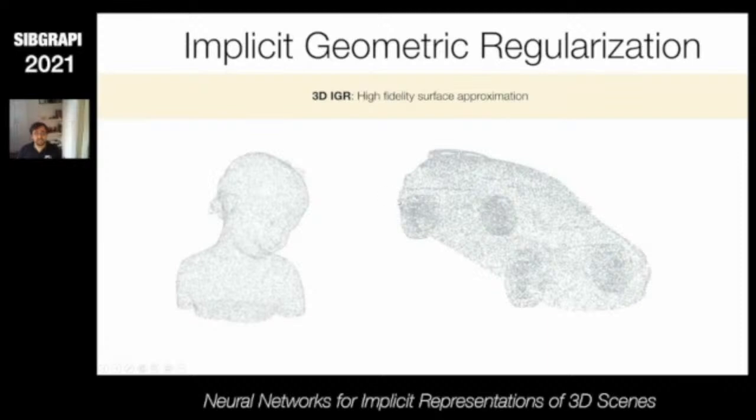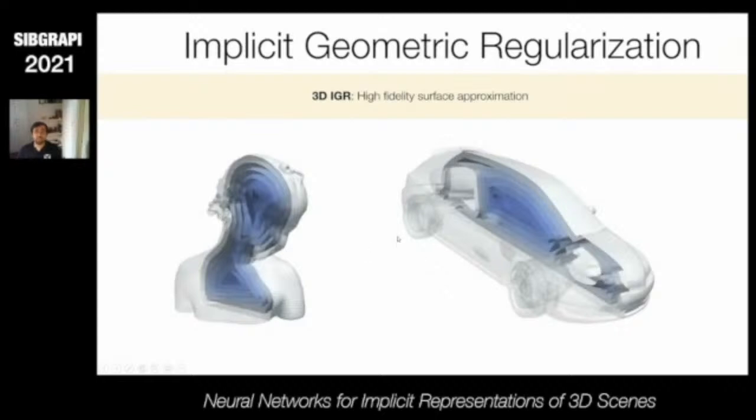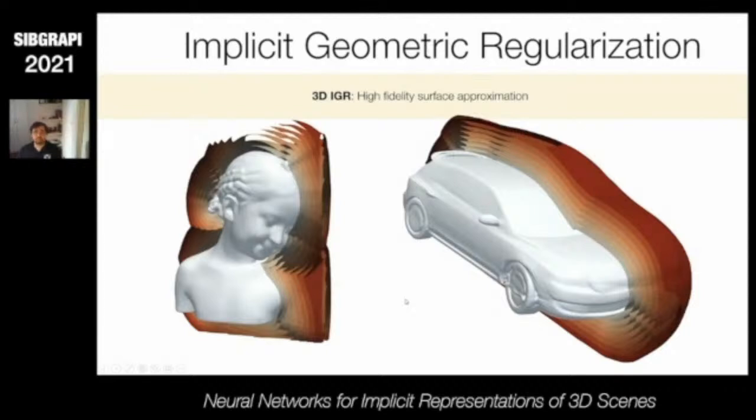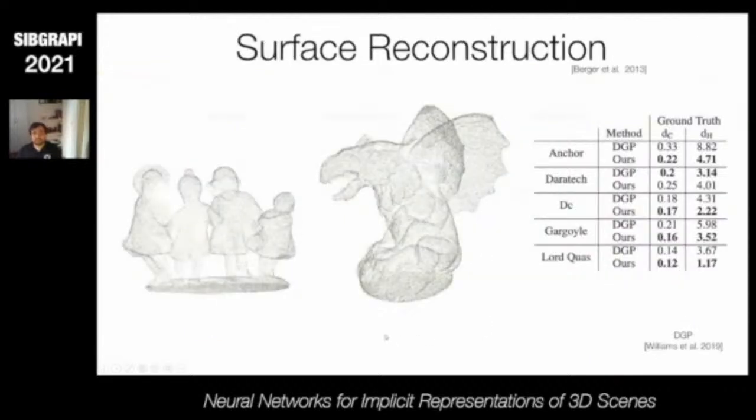So let's consider this example here. IGR can force a neural network to produce high-quality surface reconstructions with high levels of detail in 3D. And let us consider the evaluation following a benchmark proposed by Berger et al. This dataset contains input point clouds and the normals for 5 different 3D shapes.